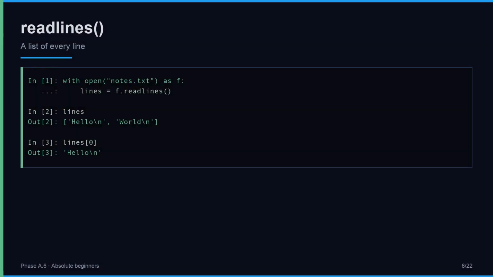Readlines returns a list of all lines, each one keeping its newline character. You get back a Python list, first item is line 1, second item is line 2, and so on. This is handy when you want to loop over lines later or reach a specific line by index. Remember that each string still ends with a newline, so you may want to strip that off when you process the text. A list of all lines.